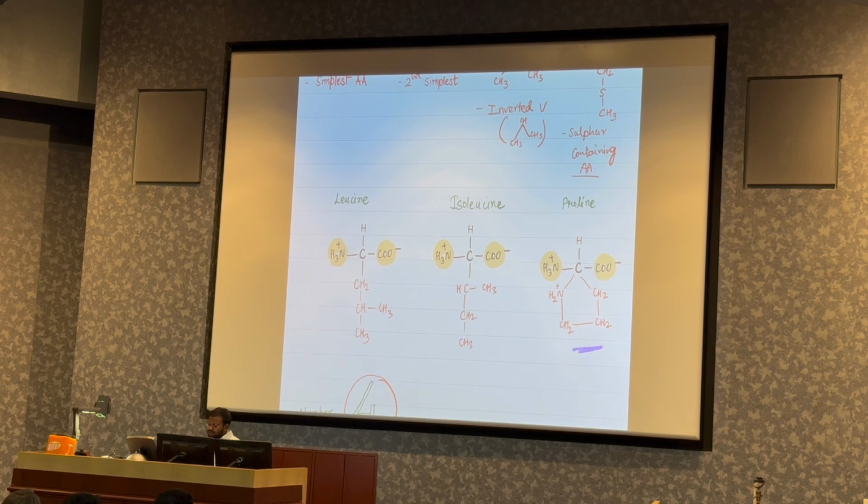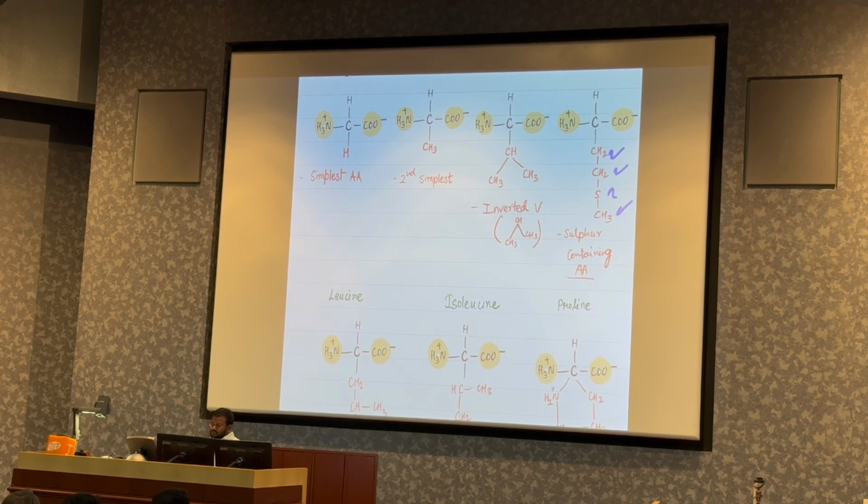The last one is proline. Proline is a cyclic amino acid. You might face this question sometime: cyclic amino acid is proline. Again, number 4 is important, 1, 2, 3, 4.